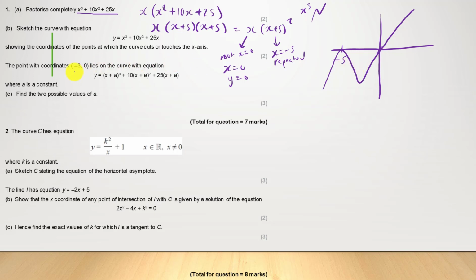Now the point minus 3, 0 lies on this curve, where a is a constant. Find the two possible values of a. So this is really going to apply our thinking skills. What can we see? Doesn't this graph here look like what we have at the beginning? So that's y equals f of x here. This looks like f of x plus a. So that will help us unlock the question.